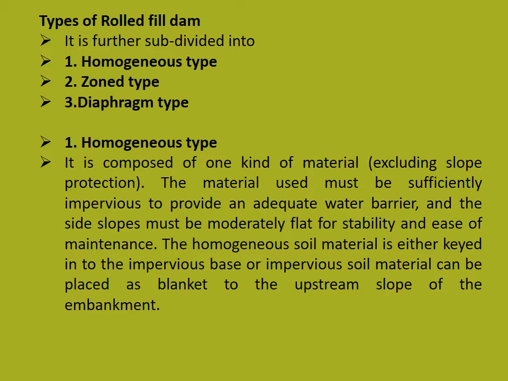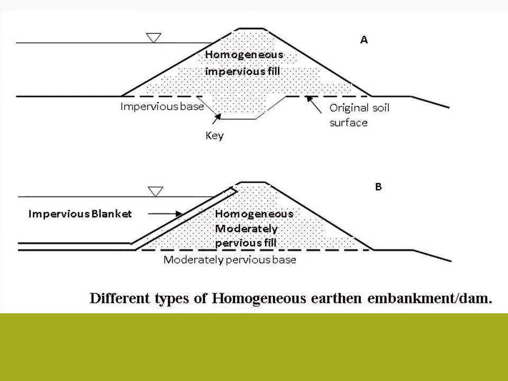The homogeneous soil material is either keyed into the impervious base, or impervious soil material can be placed as a blanket on the upstream slope of the embankment. Here you can see different types of homogeneous earthen embankment dams. Two figures are shown here.